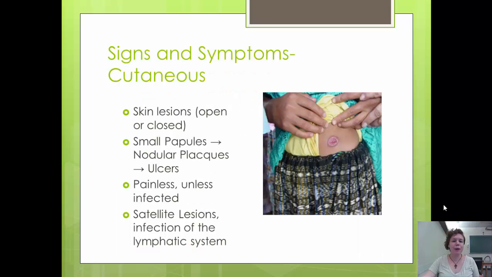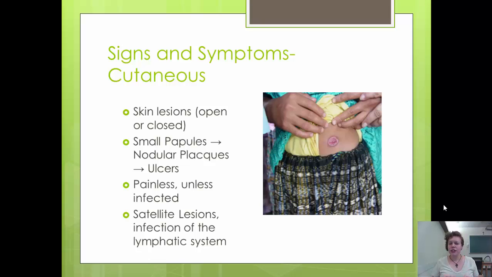Okay, now we're going to talk about the signs and symptoms. So we'll start with the cutaneous form. It's generally characterized by lesions on the skin, which can either be open or closed. They generally start as small papules, then progress to nodular plaques, and then to cratered lesions, which are ulcers. Generally, these are painless unless they are on a joint or aren't properly cared for and are infected by bacteria or another microorganism which causes an infection.